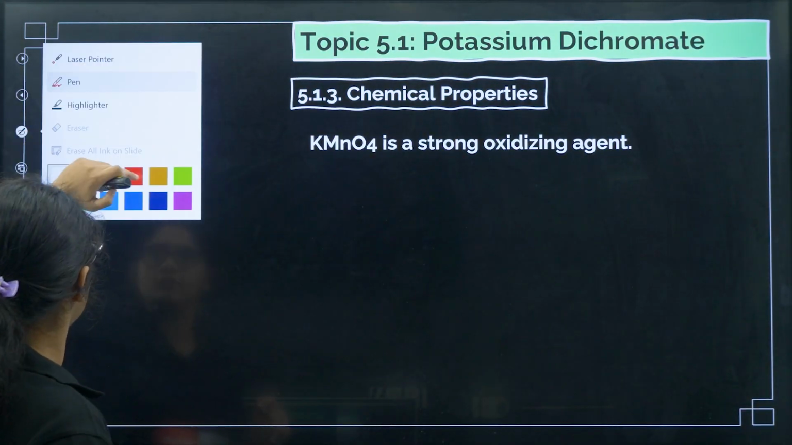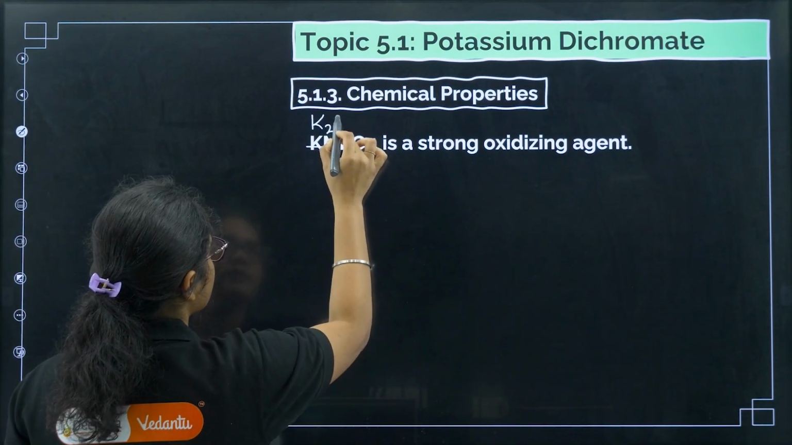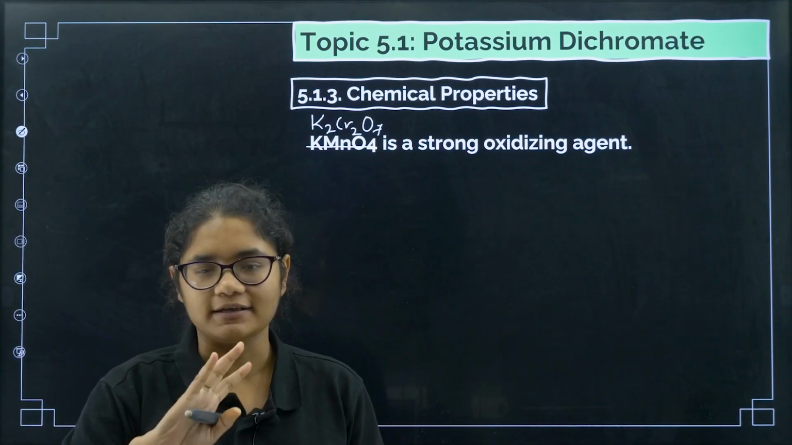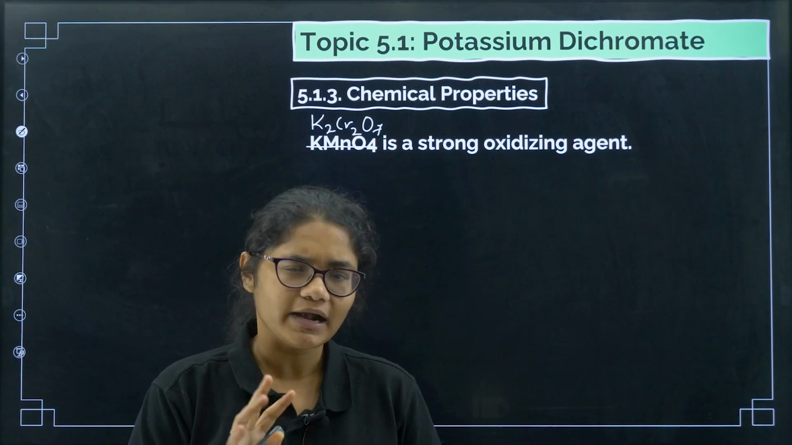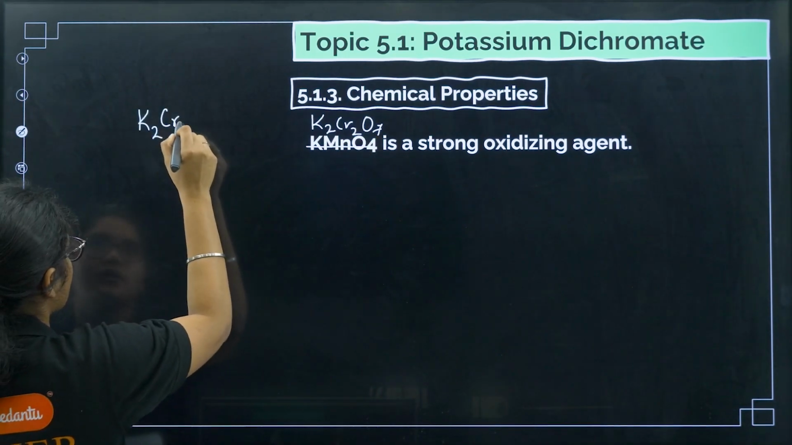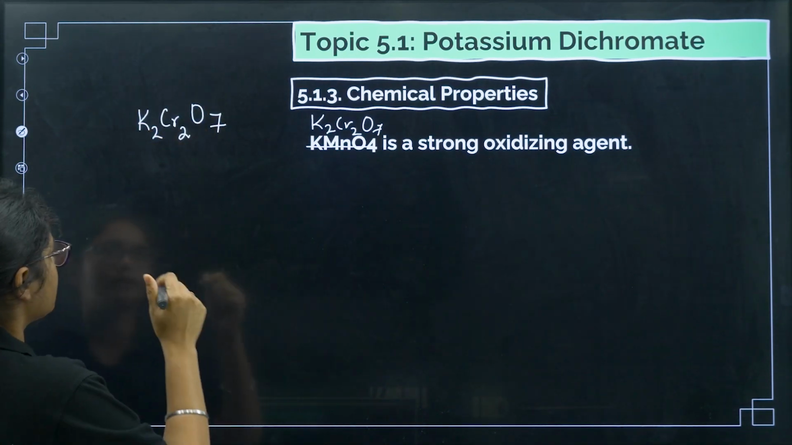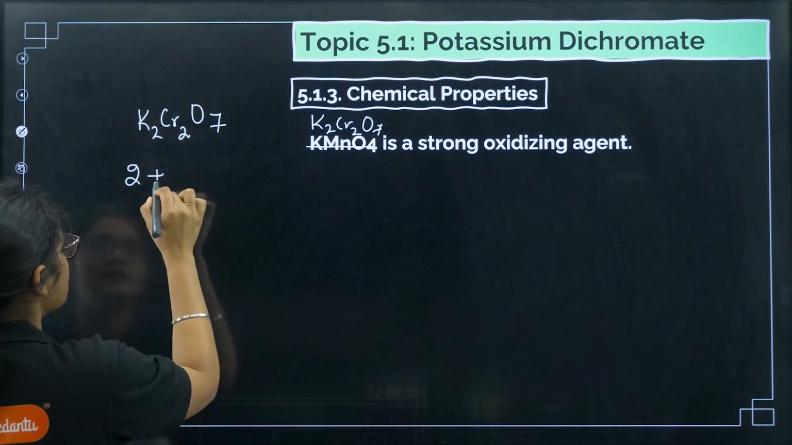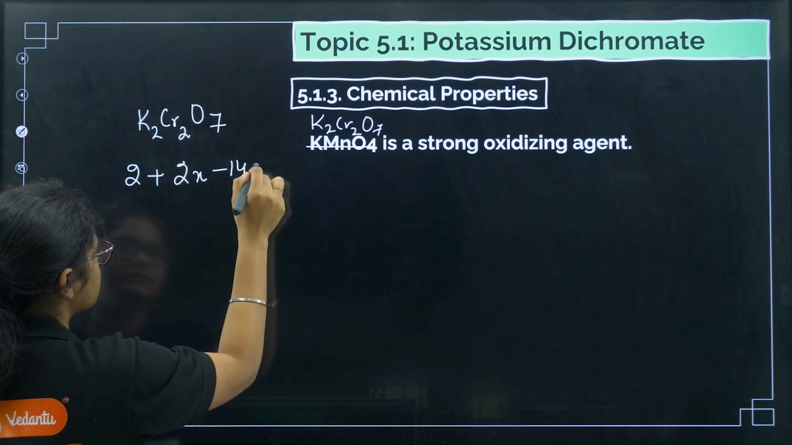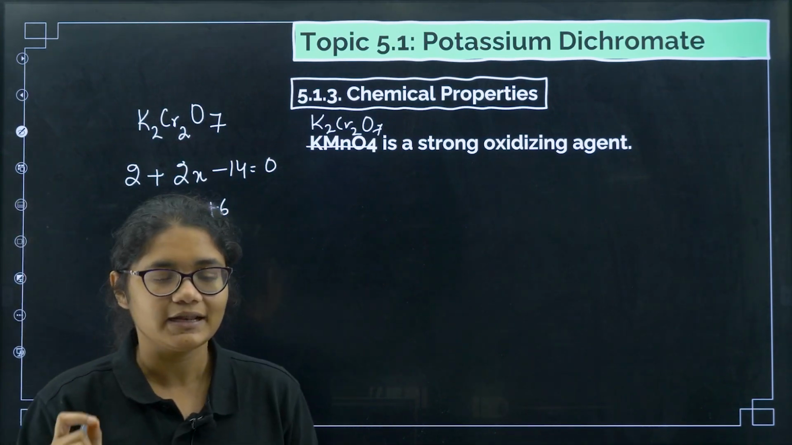So okay, here there is a small error. I'll correct it. We are discussing K2Cr2O7, right? K2Cr2O7 is a strong oxidizing agent. Now a question may arise, why is it a strong oxidizing agent? Let us understand that. First let us calculate the oxidation state of chromium in this particular molecule K2Cr2O7. The oxidation state of potassium is 1, and there are 2, so I can have 2 plus. Chromium is 2x. 7 into minus 2, that is minus 14, equals 0. So I can say x is equal to plus 6. Right, so chromium's oxidation state is plus 6.